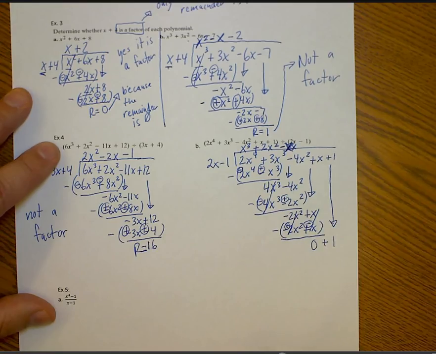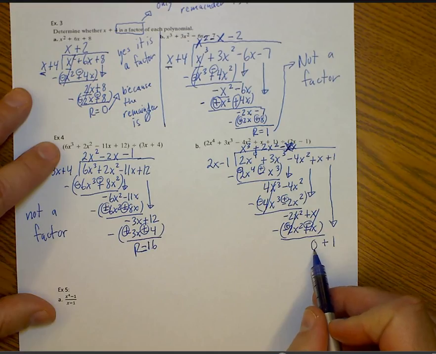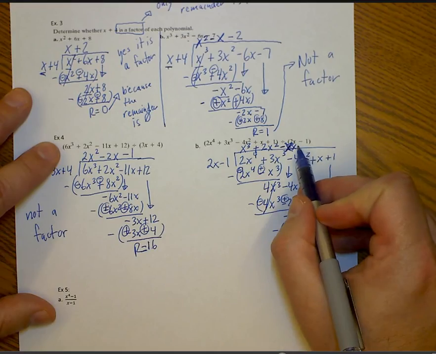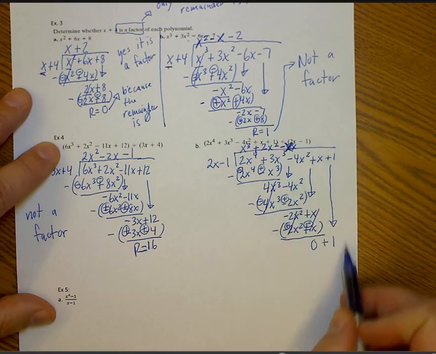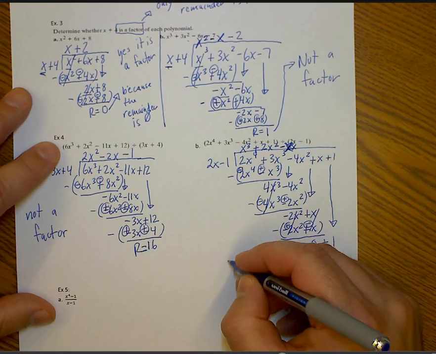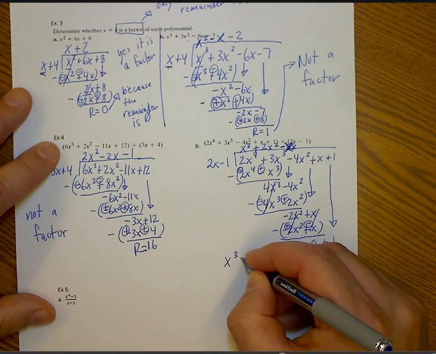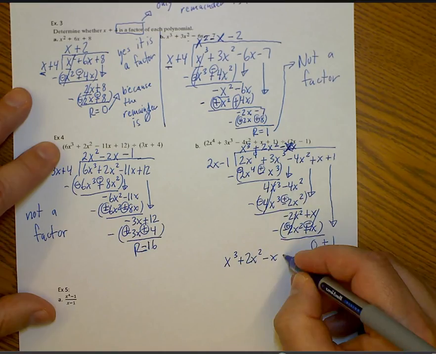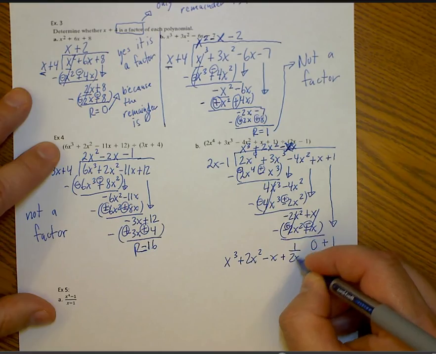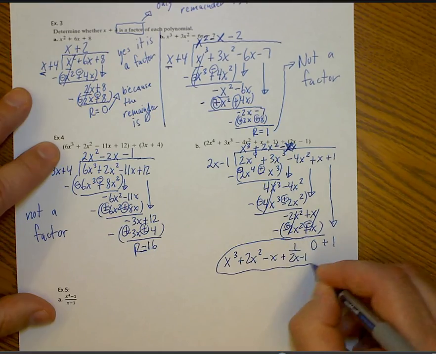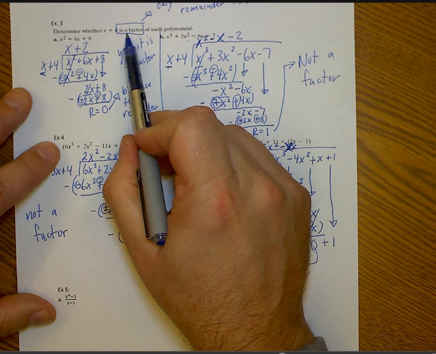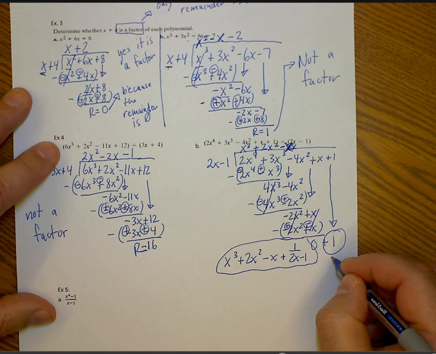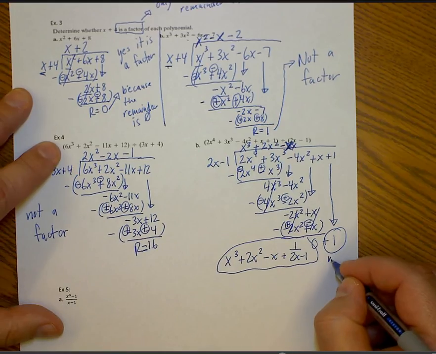Alright, which basically is telling me there's nothing, only way I can multiply by that is have no constant term there, so it'll be plus 0, and then I have a remainder of 1. So this one would have a remainder of 1. So this one would look like x cubed plus 2x squared minus x plus 1 over 2x minus 1. And then if the question asks you, like it did up here, is it a factor? No, because of this. The remainder is not 0. Not a factor.